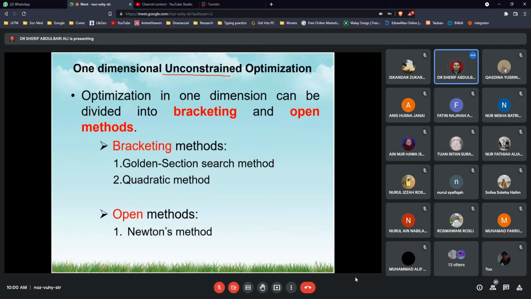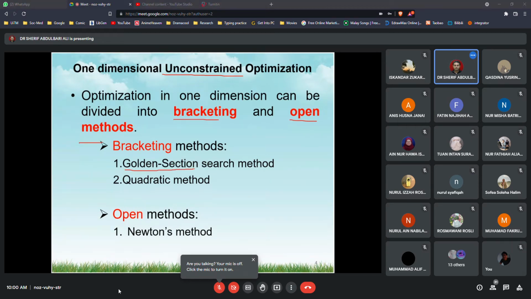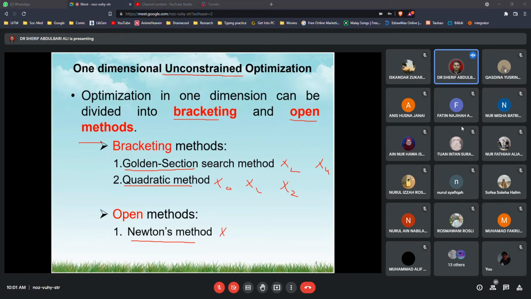Optimization problem. So we were talking about the bracketing and open methods: the golden section, quadratic methods, and the Newton methods. The bracketing method of golden section has two initial values, x lower and x upper. The quadratic method has three initial values, x0, x1, and x2. The Newton method has just a single initial value, xi.